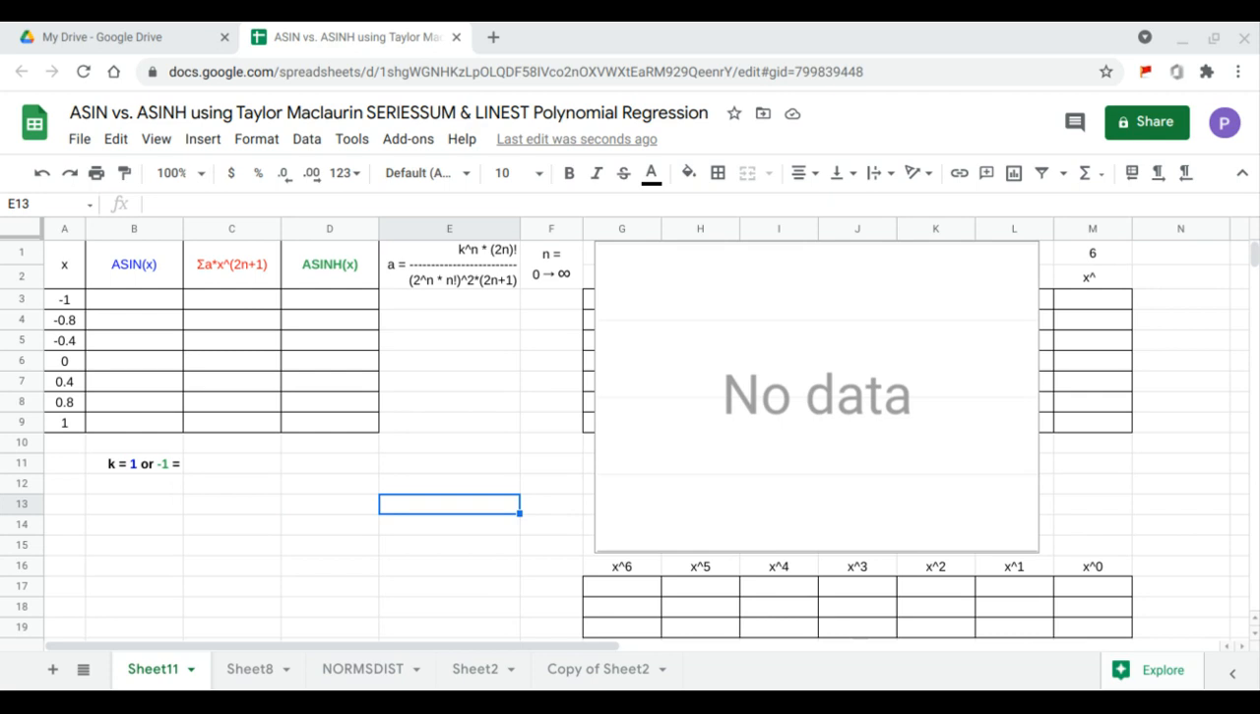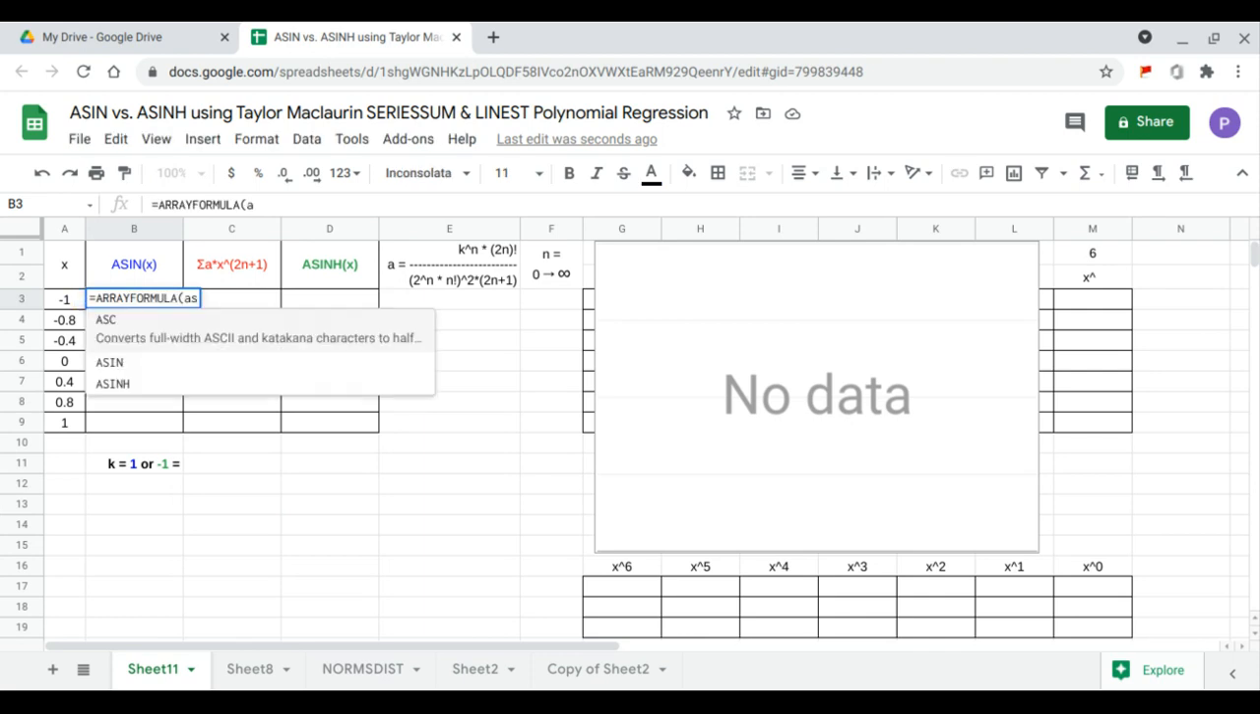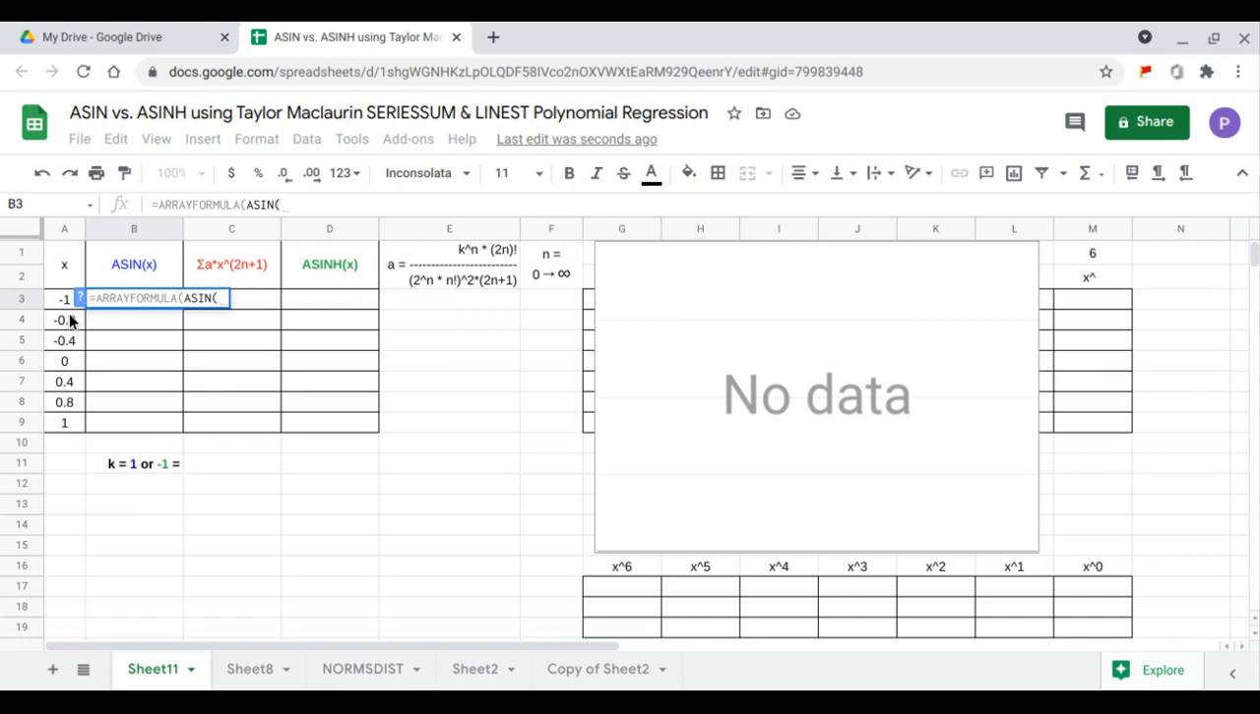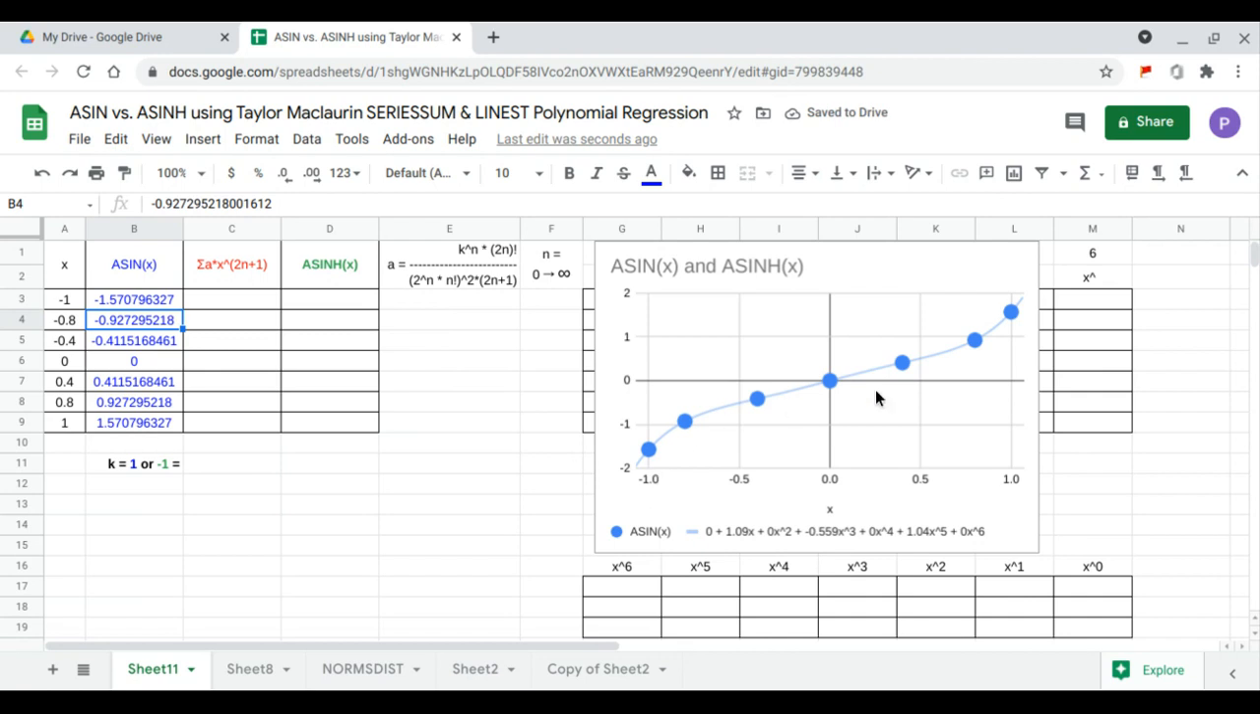In this video, we'll generate the dataset of the arcsine function, the inverse hyperbolic sine function, and the Taylor-Maclaurin series sum of both. We begin with the arcsine function, which is our formula, arcsine of the x values. And here you have the polynomial and the trend line of the arcsine function.